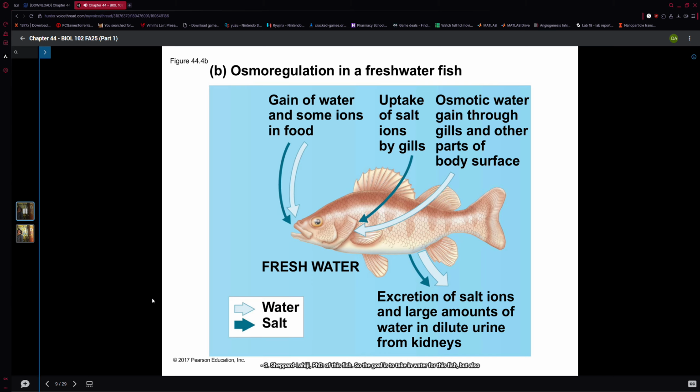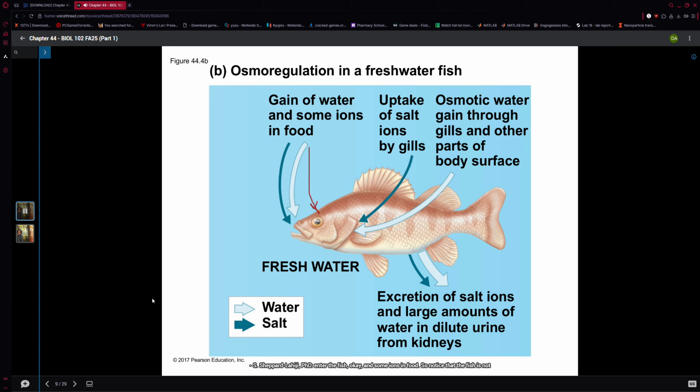So the goal is to take in water for this fish, but also release the water as dilute urine, which helps get rid of the excess. Freshwater fish will have a tendency to lose some of the ions it has, but it can actively transport ions back into its body. So in this example, we're seeing a gain of water because water wants to enter the fish, and some ions in food.